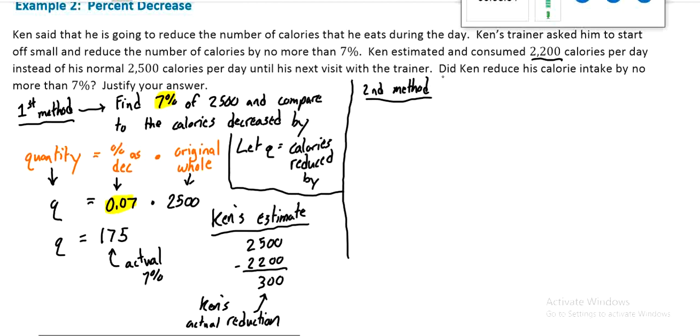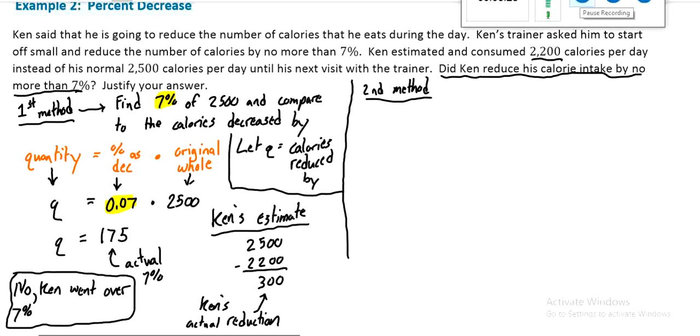The overall question's asking, did Ken reduce his calorie intake by no more than 7%? So that means no more, when we found out 7% equals 175. Well, he reduced it by 300, so he went over that 7%. Because if we go over 175, that means that he went over 7%. So we'll say, no, Ken went over 7%. All right, so that's the first method.